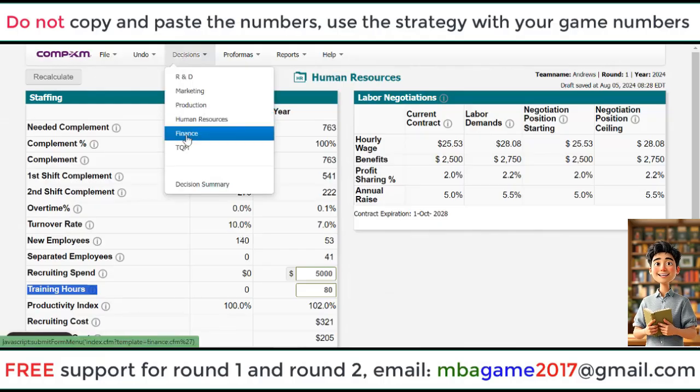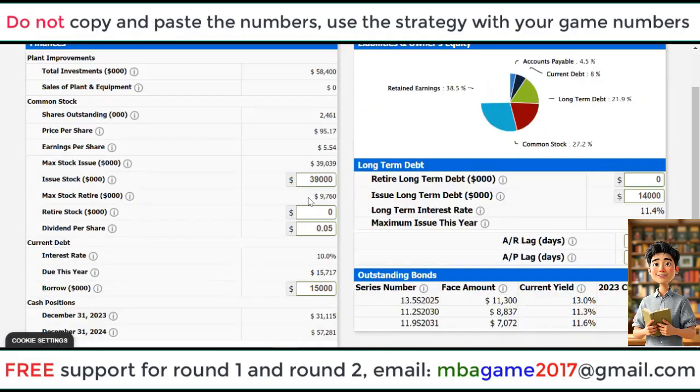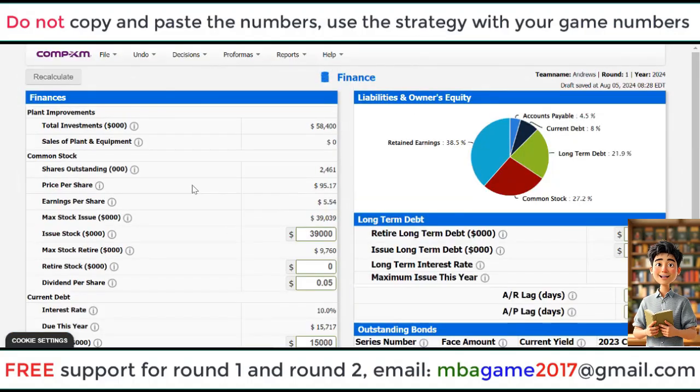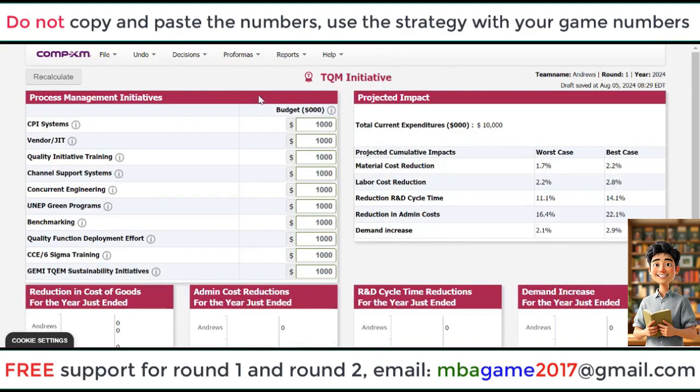Expected round 1 results. If done correctly, here's what you can expect at the end of round 1. Sales revenue increases from $160 million to $195-250 million. Contribution margin around 35%. Net profit significantly improves. Your stock price rises. Your cumulative profit and balanced scorecard metrics increase sharply. This sets you up to dominate rounds 2 to 4, especially as competitors are still trying to adjust their strategy.